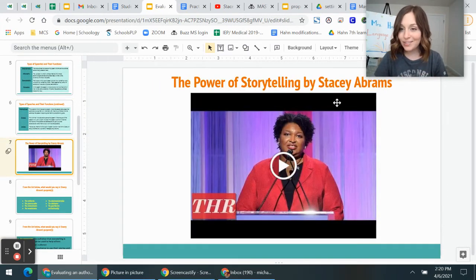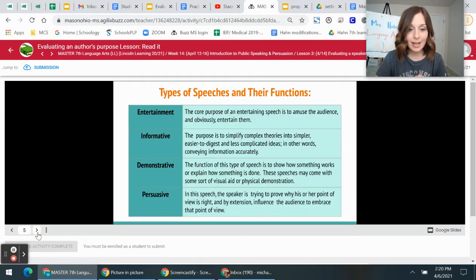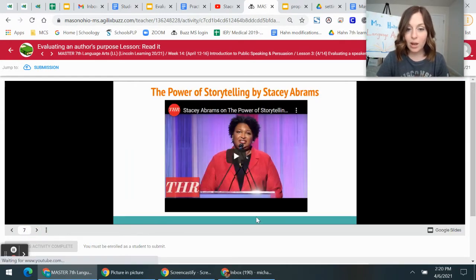Now, what you need to do right now, since I cannot show a YouTube video very clearly, you won't be able to hear the audio on a screencast. You actually need to pause this video. And then you need to go over to Buzz, and in the Evaluating an Author's Purpose lesson, read it. You need to go to slide 7. And on slide 7, you can click the play button and watch this video.